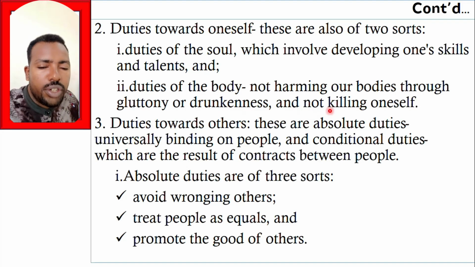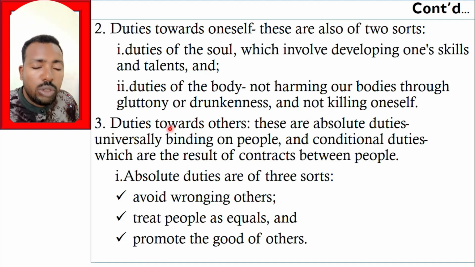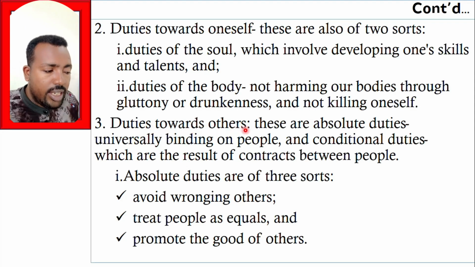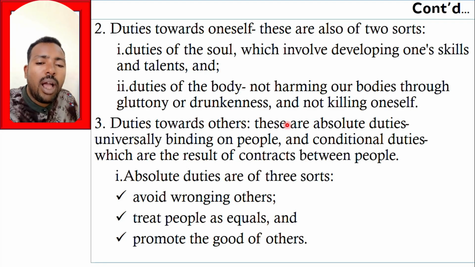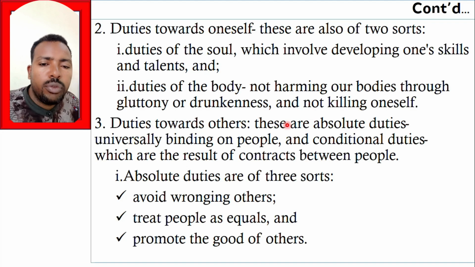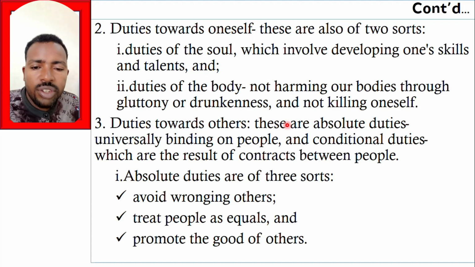And the third type of duty that Samuel Pufendorf has outlined is duty towards others. These are of two sorts. That means there are absolute duties and there are conditional duties. These duties have to be fulfilled in order to keep our interaction and relationship with the people we always contact. So, as a person, you have to have this sort of duty because it could help you improve your relationships and even achievements, because humans are social animals.